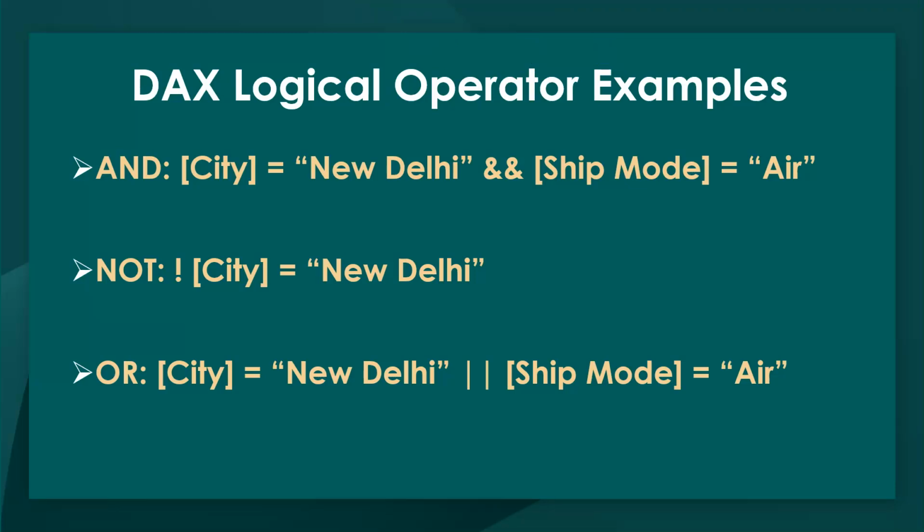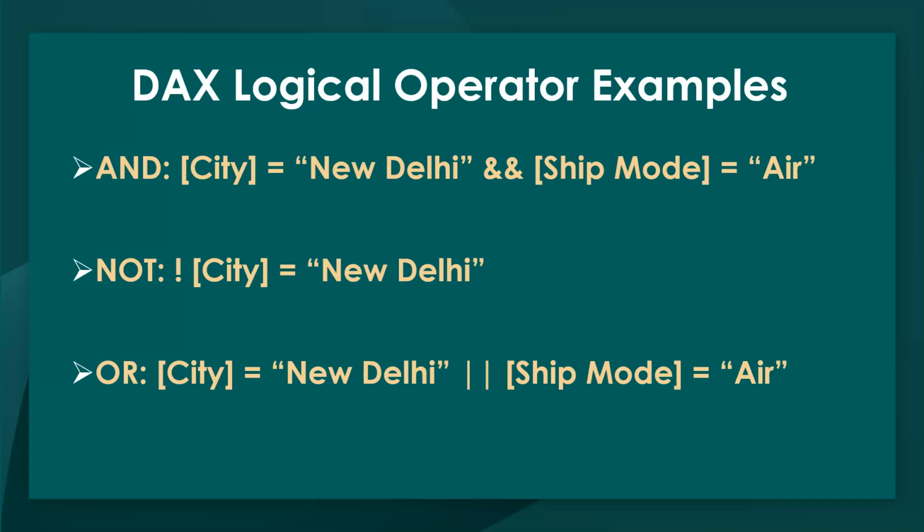I have put New Delhi, which means that if my data set contains 10 cities in the city column, and I put NOT, which is the exclamation mark, then New Delhi will be excluded and all the remaining cities will get into the calculation. OR means that you have a choice: either the first condition will be true or the second condition will be true.